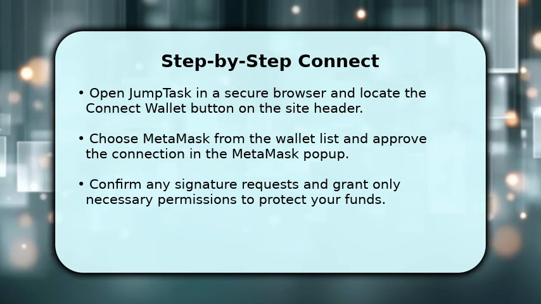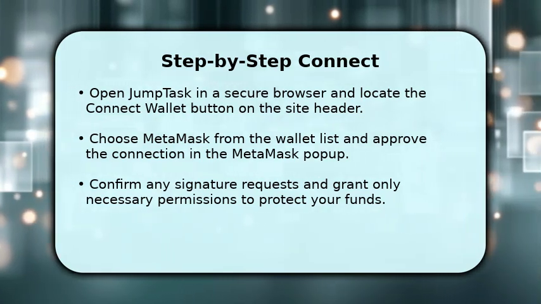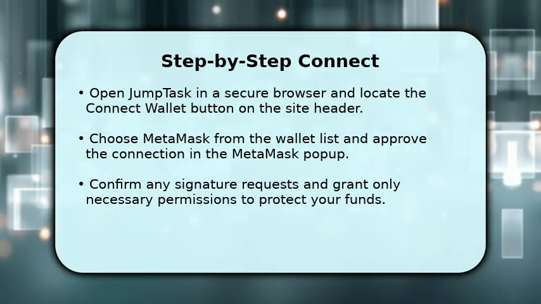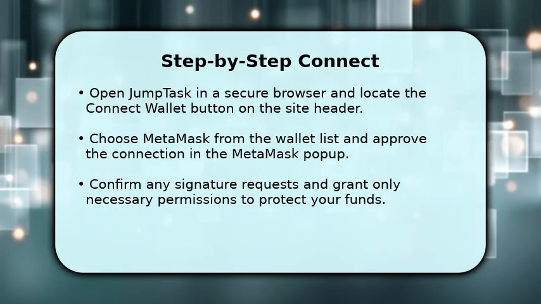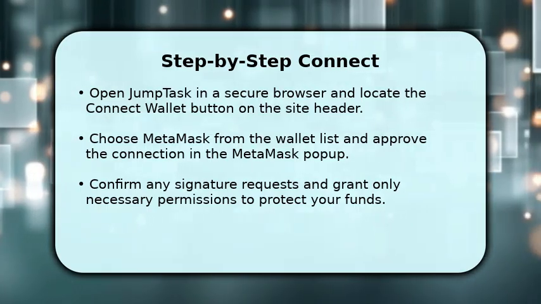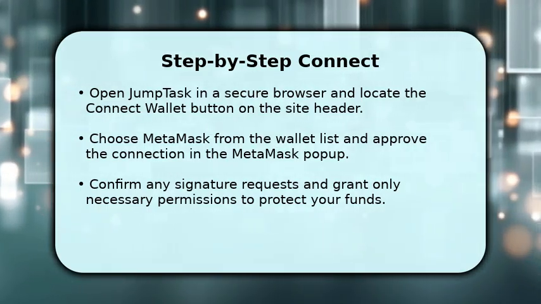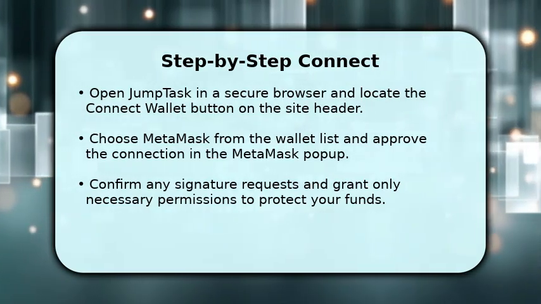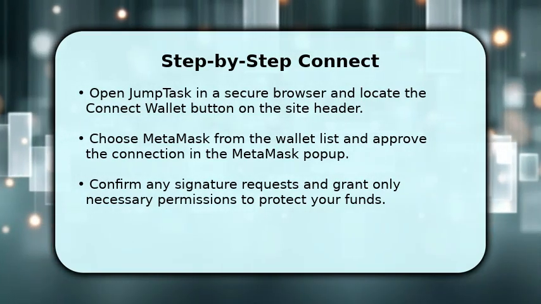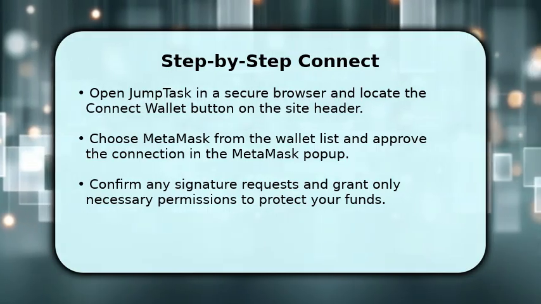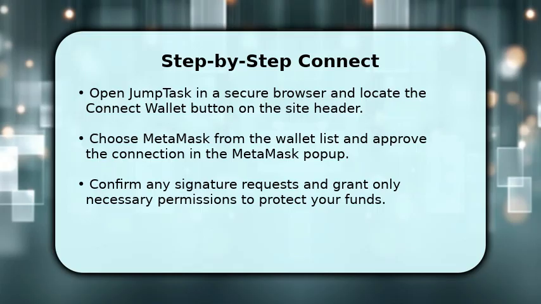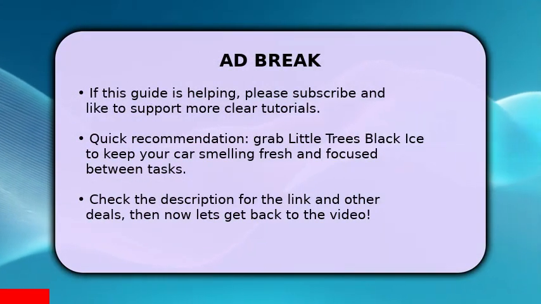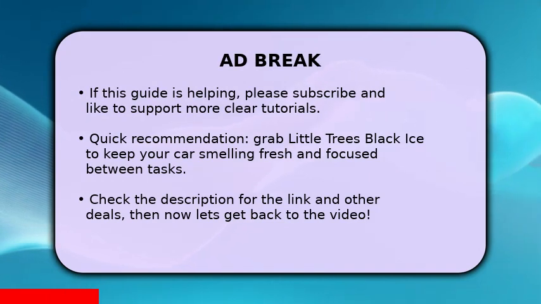Start by opening JumpTask in a trusted browser and clicking Connect Wallet at the top. Select MetaMask when prompted, and MetaMask will display an approval window listing the account and permissions. Verify the account address, then click Connect and sign any required message to authenticate. Never approve unknown transactions. Once signed, JumpTask will show your connected address, and you can start interacting with tasks securely and confidently.